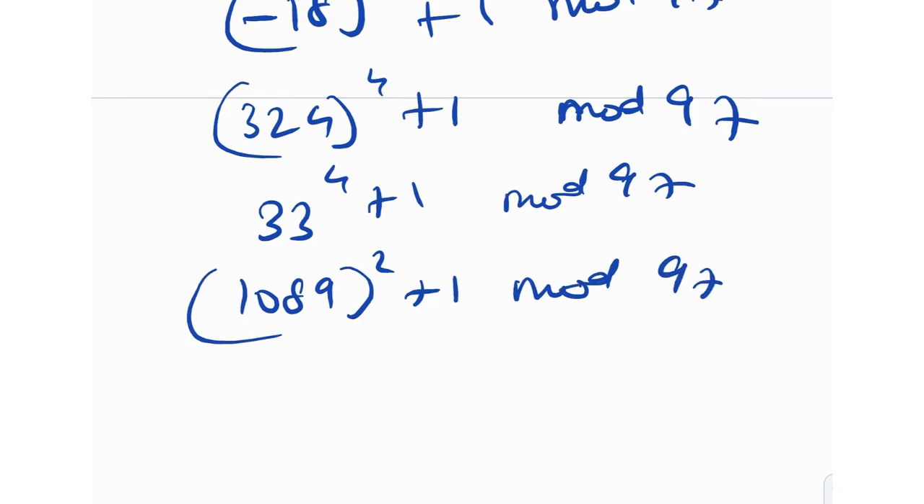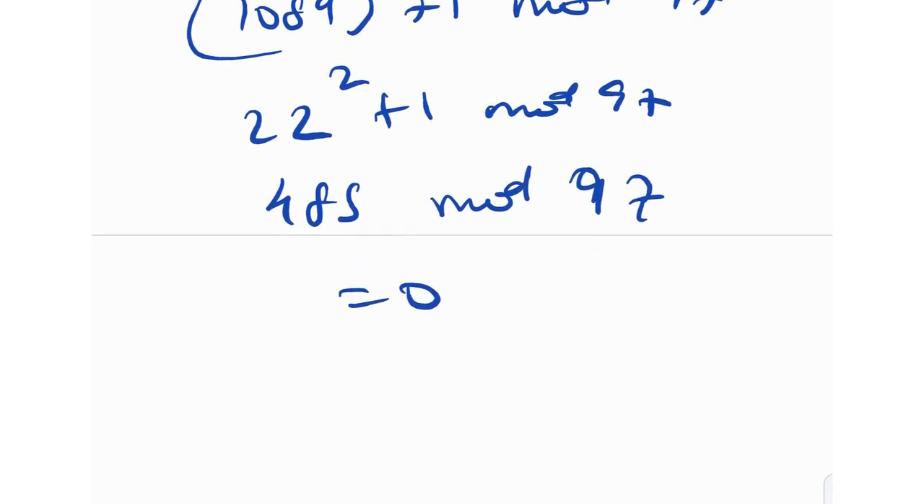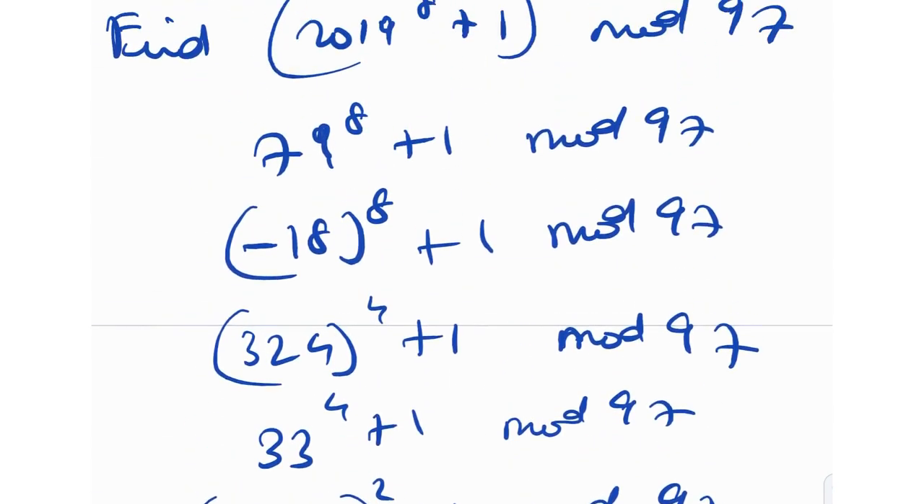Now 1089 is actually 22 mod 97. So this becomes 22 squared plus 1 mod 97. 22 squared is 484, plus 1 is 485 mod 97, which is 0, because 97 times 5 is 485, right? So 485 divided by 97 is 5, so the remainder is actually 0. But that's great, that's what we had to find, right? We wanted it to be 0 mod 97, that's what we got.